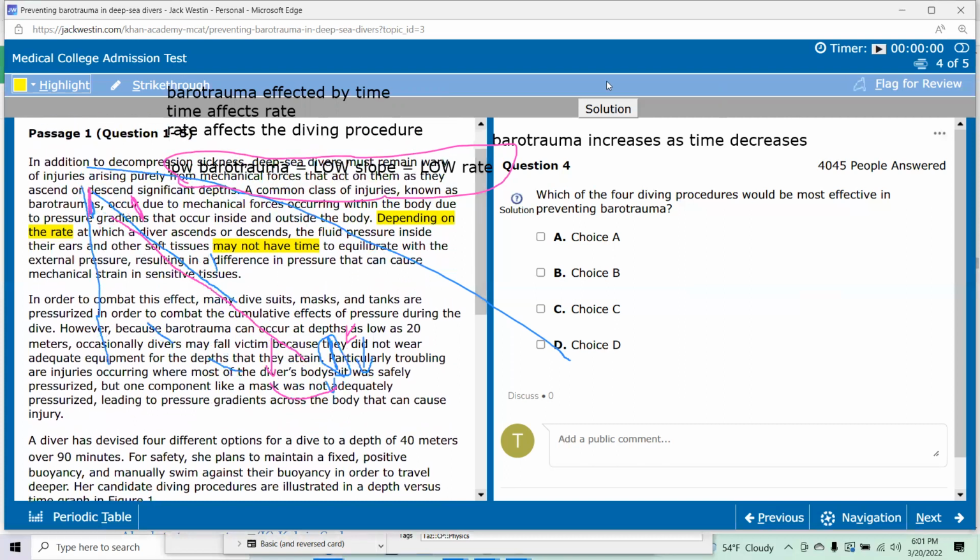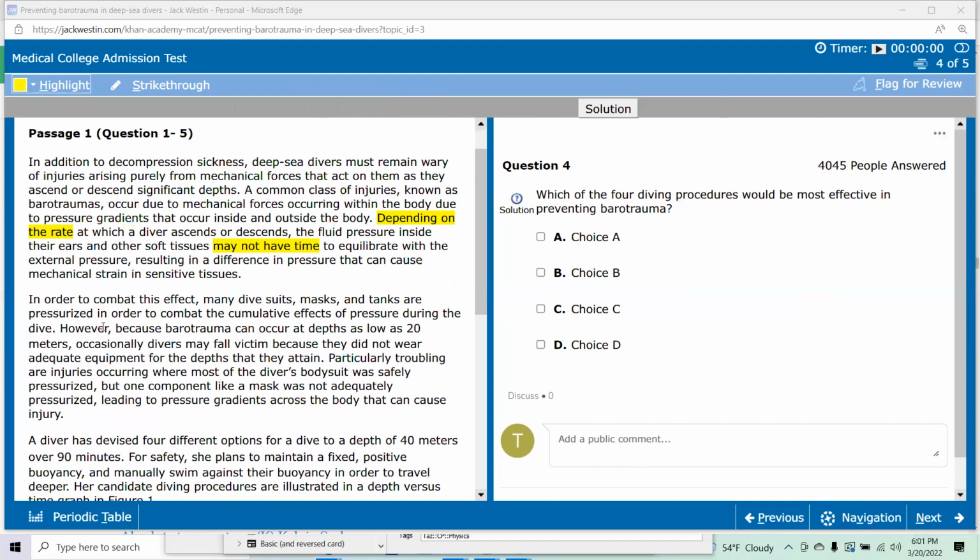They were saying barotrauma can occur at depths as low as 20 meters. So they were talking about how it can happen when you're below the water rather than resurfacing. Well, they did say depending on the rate at which a diver ascends or descends. So it could be either.